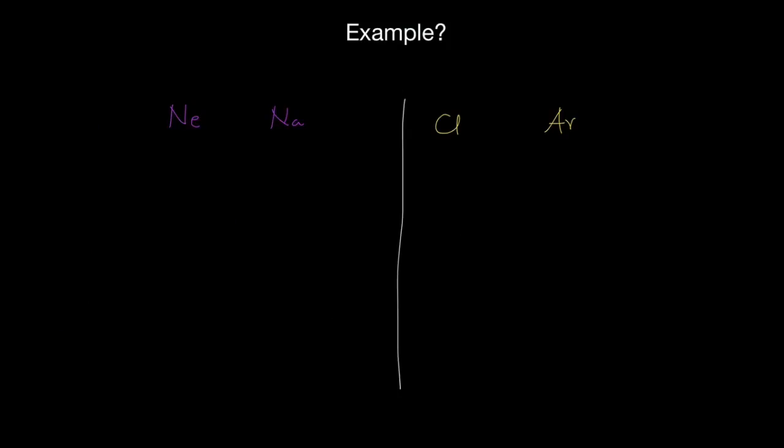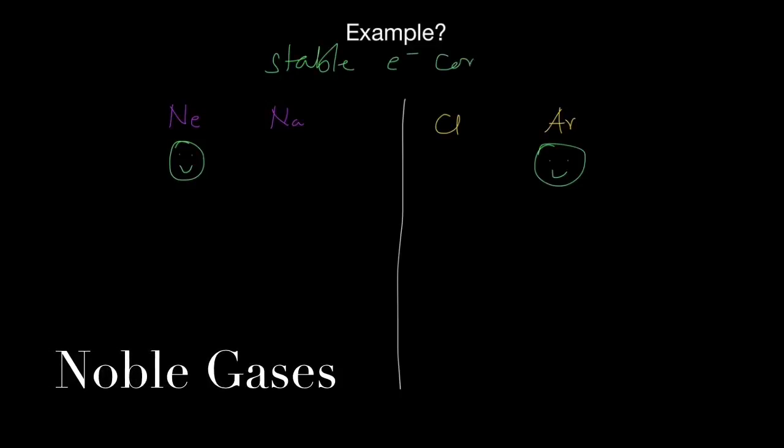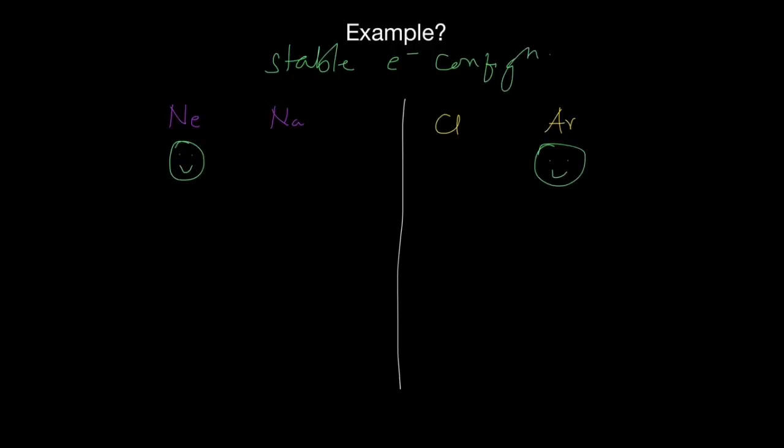Okay, let me give you an example. Let's say we have two brothers Ne and Na and two sisters Cl and Ar. Now out of these, Ne is very happy and so is Ar. Can you guess why? Because everybody calls them stable, and this is because they have a stable electronic configuration. Neon has 10 electrons and argon has 18.